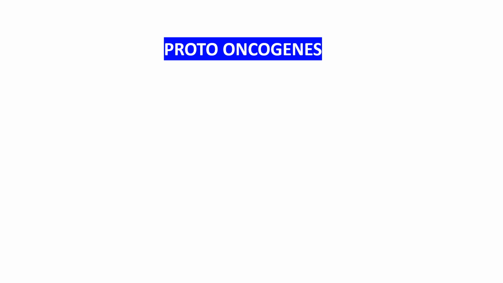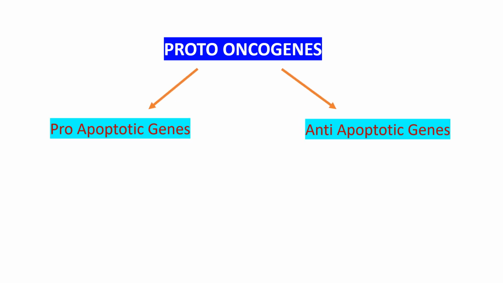Now, before going to the detailed mechanism of apoptosis, I just want to tell you about some proto-oncogenes. In proto-oncogenes, we have a few genes which are pro-apoptotic and a few genes which are anti-apoptotic. In pro-apoptotic genes, we have BAK and BAX. In anti-apoptotic genes, we have BCL2, BCLXL and MCL1.